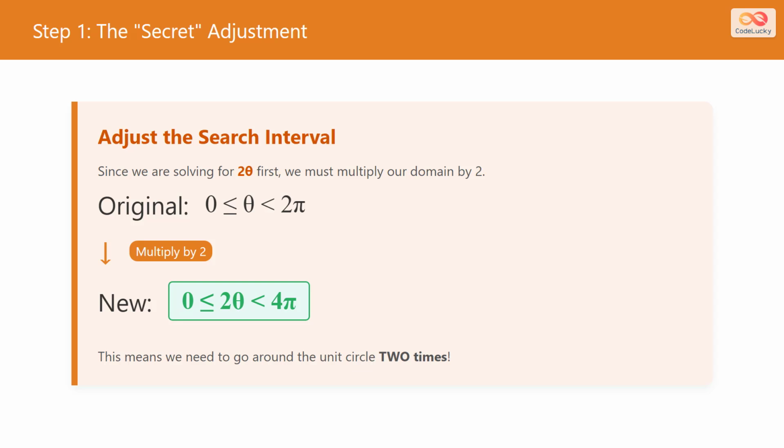Here is the most important step. Our original domain is for theta, which is between 0 and 2 pi. But since our equation has 2 theta, we need to multiply our search interval by 2. Our new search range is from 0 to 4 pi. This means we need to look for answers effectively going around the unit circle 2 full times.